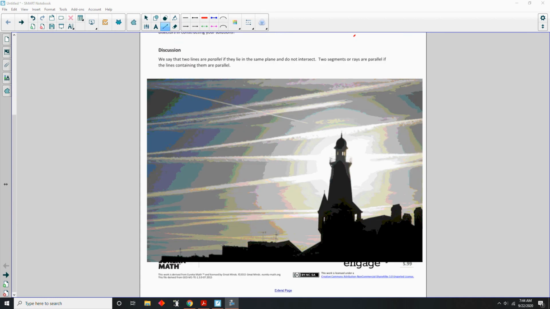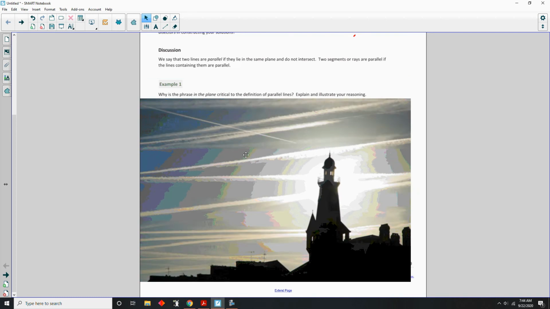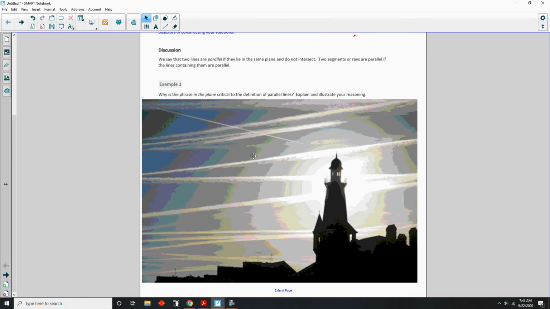It says we say that two lines are parallel if they lie in the same plane and do not intersect. Two segments or rays are parallel if the lines containing them are parallel. Okay. Why is the phrase "in the plane" critical to the definition of parallel lines? Explain and illustrate your reasoning.